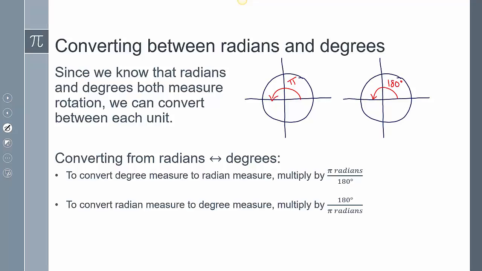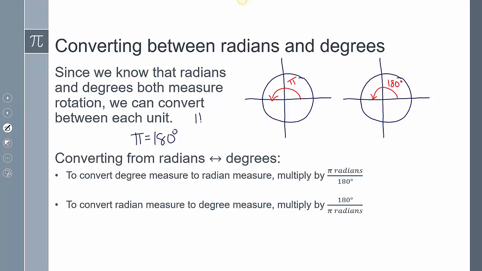Now this is what we know about radians and degrees. We know that they both measure rotation, and from this example that I have shown here, we know that this rotation here is pi, and this rotation here is 180 degrees. Well, they're exactly the same. So because they both have the same rotation, I can make the statement that pi equals 180 degrees. Now, whenever we're converting between units, we're always multiplying by a factor of 1.